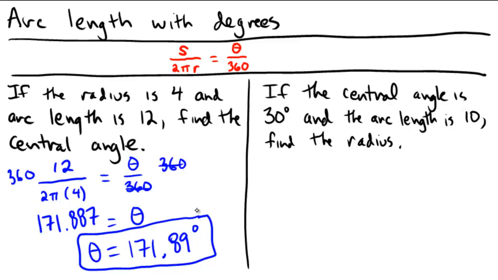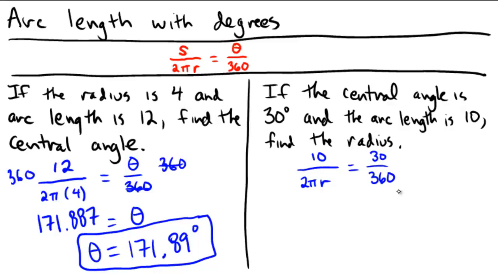Now watch what happens on the next problem when we switch up the unknown. Now we know the central angle, and we know the arc length, but we don't know the radius. So the only difference is we're going to have 10, the arc length, over 2 times pi times r equal to what was given, which was 30 over 360. So in terms of the mechanics, it's not like a new formula we have to memorize when we're looking for something different. We just have a different setup.